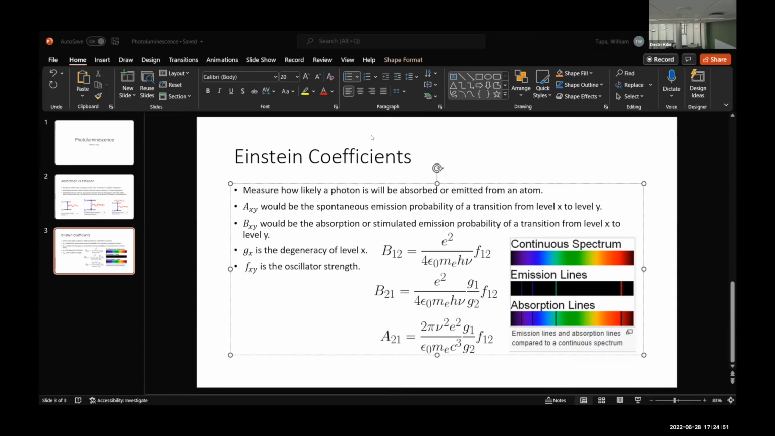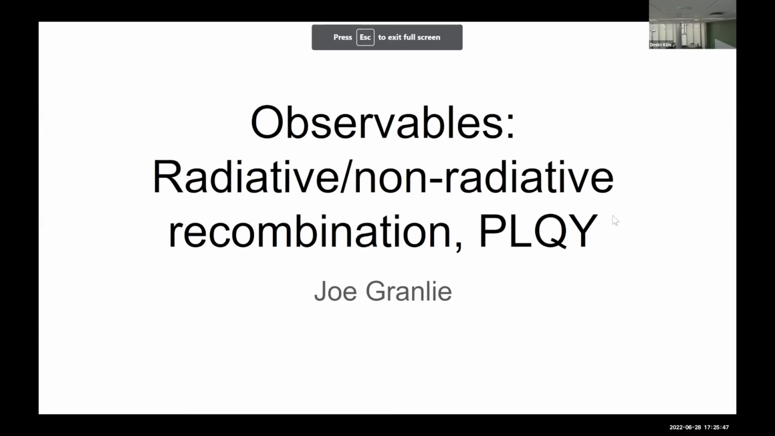One thing I would like to mention that confused me at first is that the e squared is the charge of an electron and not Euler's number squared. That's something that confused me for a little bit.